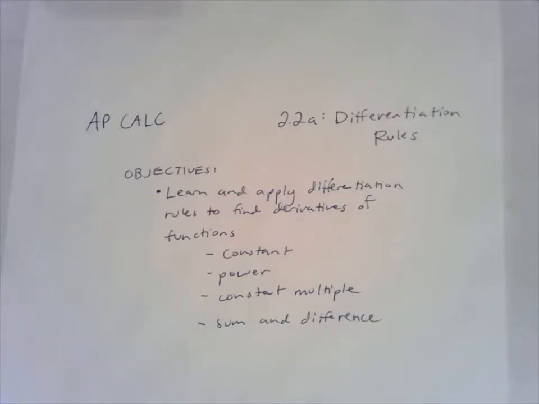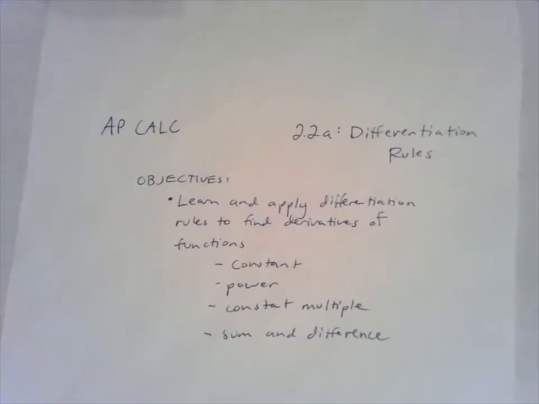We've been through pretty extensively now the limit process to find derivatives, and what this chapter is about is making finding derivatives just a little bit easier on us by applying a few rules that'll work every time. So our objectives for today are to learn and apply some of those differentiation rules. We're going to learn about the constant rule, the power rule, the constant multiple rule, and the sum and difference rules. Alright, so let's get started.